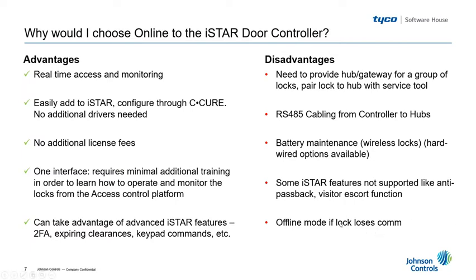And there is an offline mode if your lock does lose comm to its wireless connection points. It kind of remembers the last few cards that have passed through it and uses that as its cached database. So it's kind of trying to spell out the advantages of each type here.